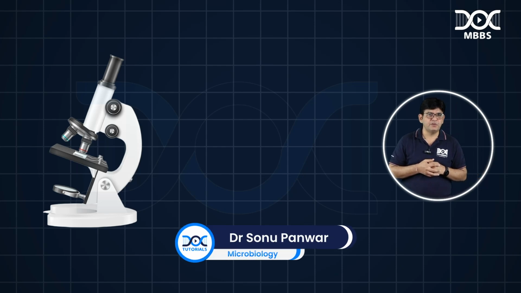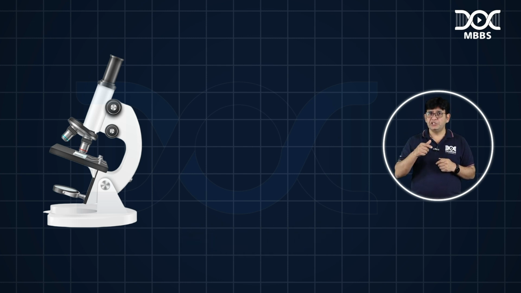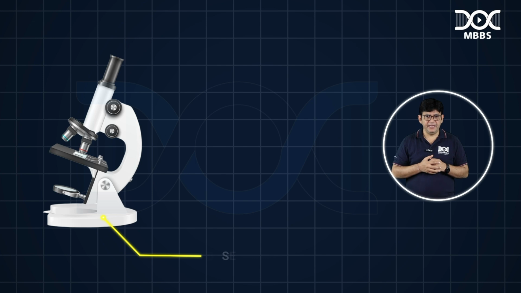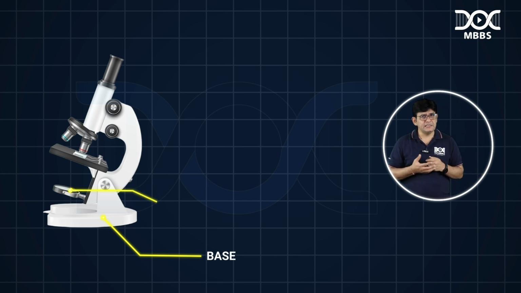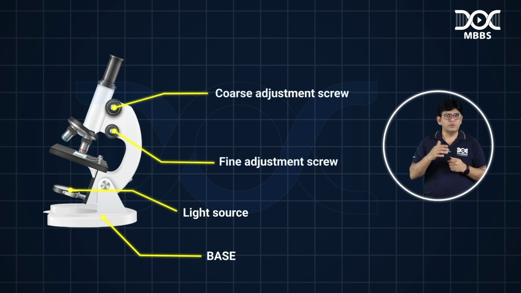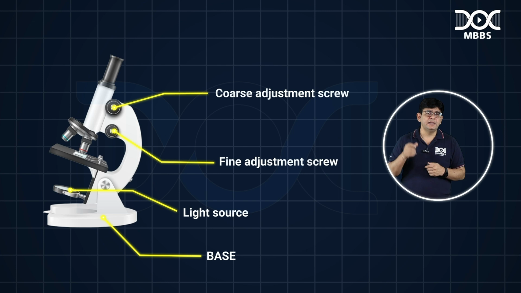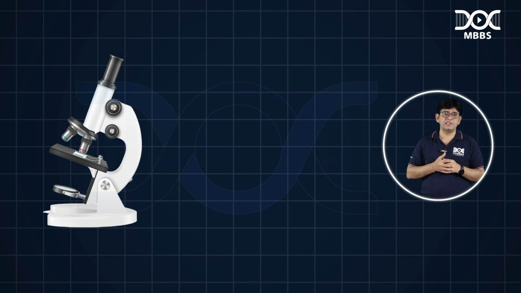Microscope. Okay, first of all, we'll talk about a light microscope, and in that, first let's see the structure. In the structure, we have a base. The base holds the various parts of the microscope, such as the light source at the bottom, and the fine and coarse adjustment screws or knobs are also on the base.